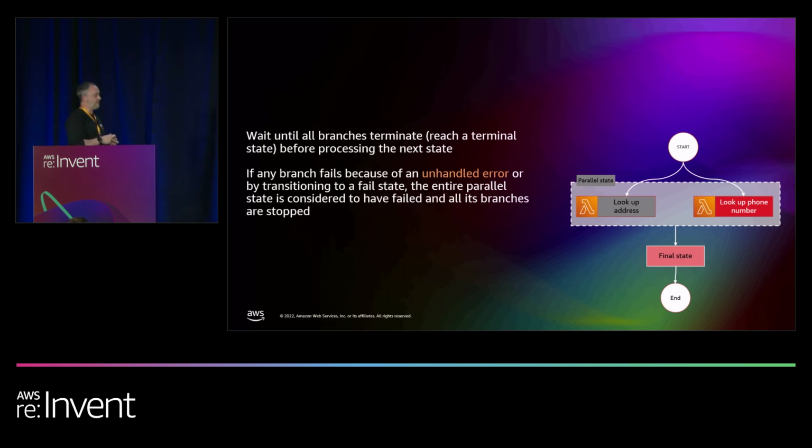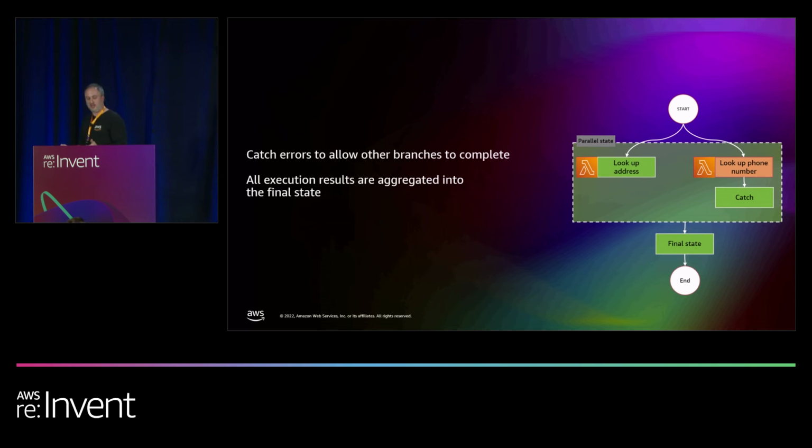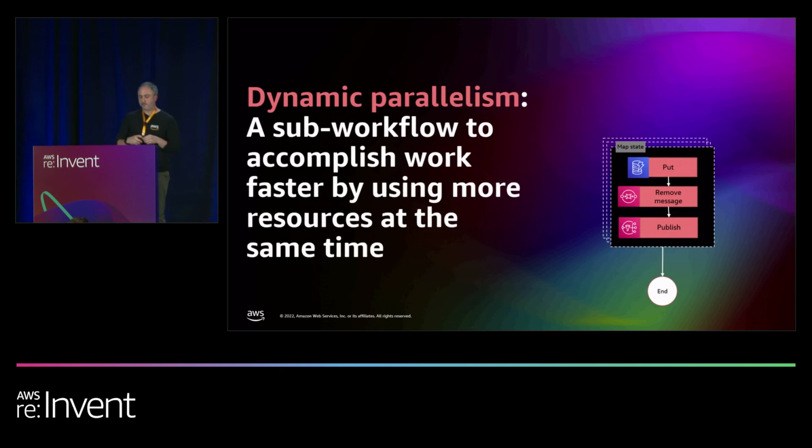Now, if any one of them fails, and you don't capture the failure, then the whole parallel state will fail out, right? So that's bad. So you want to capture the failures, and then they will be part of the aggregate array that then gets passed on to the final state. So the point of that is capture the failures wherever you can.